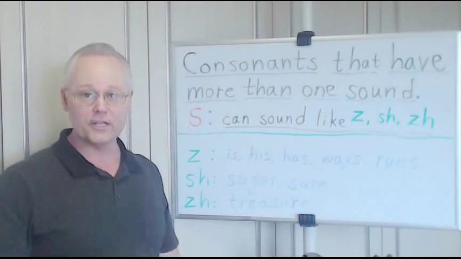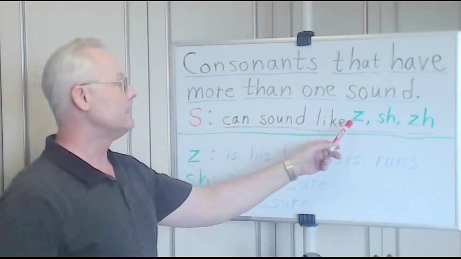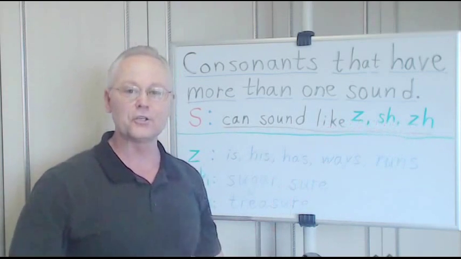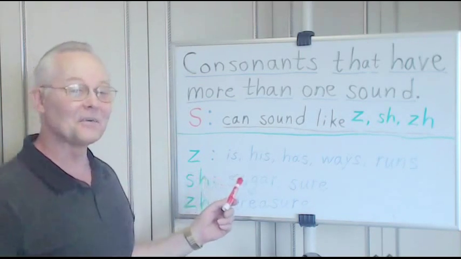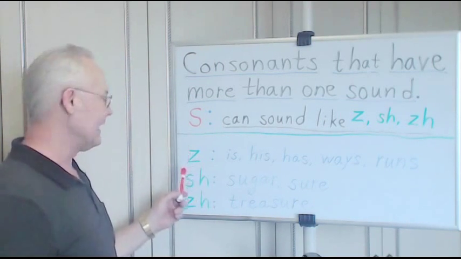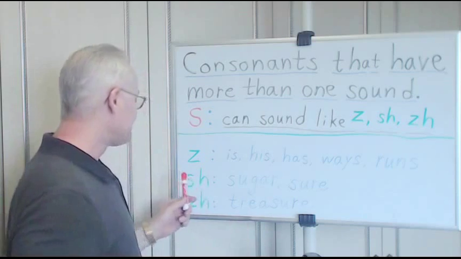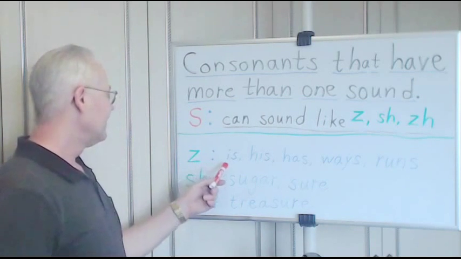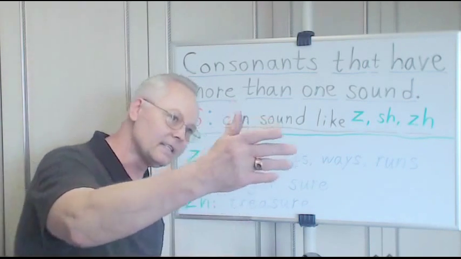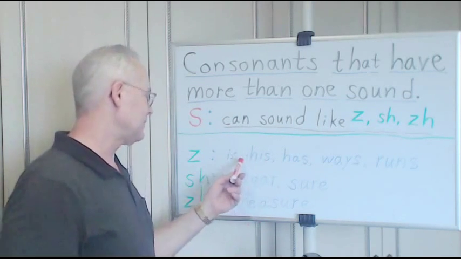And here's our third and final letter, S. It can sound like Z, or S-H, or Z-H. Here, let's look at the words. It's easier to grasp the sound when S sounds like Z. Now, most of the time, S sounds like S. That's normally what it sounds like. But it can sound like Z in the word is, I-S, is. It is a sunny day. His, H-I-S, his. Just put H in front of I-S.